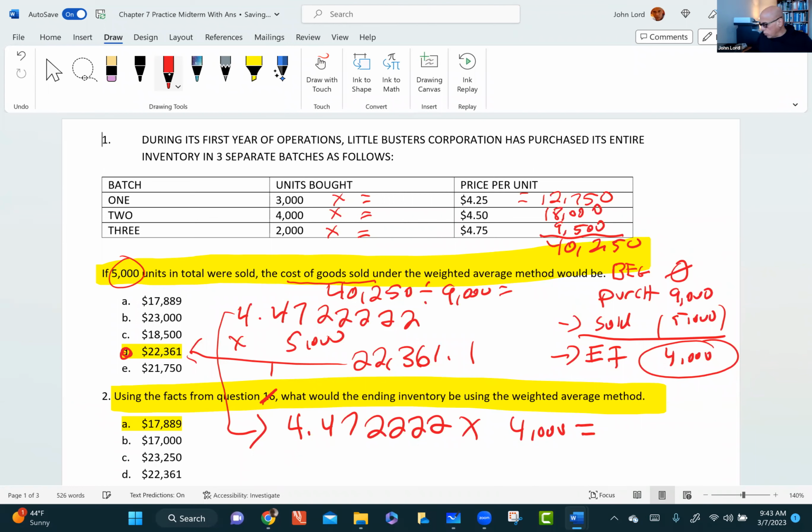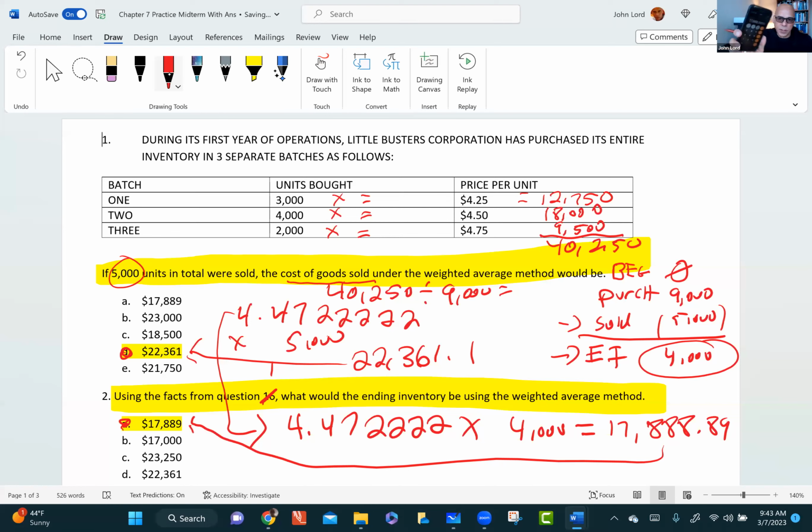So when I take that 4.47222, whatever, 40,250 divided by 9,000 is the way I get that number most easily on my calculator, that big old number. I then multiply that times what, 4,000 units? And that gives me 17,889, which is close enough for my purposes.